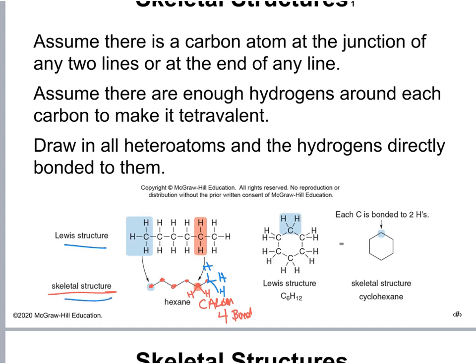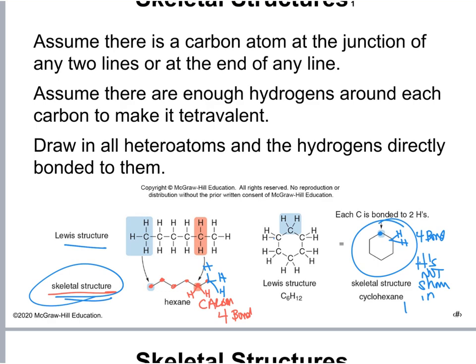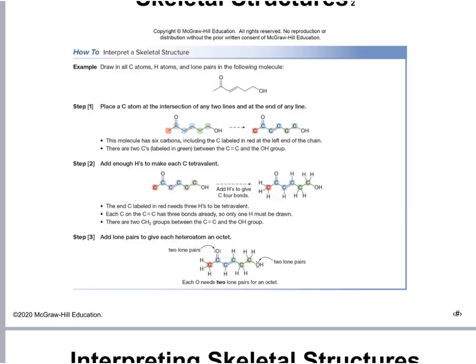If you have them in a ring, you'll see that each one of these carbons has 4 bonds; what's not shown here is the hydrogens. Okay, so hydrogens are not shown in a line structure, a skeletal structure. You want to practice being able to convert from these skeletal structures to Lewis structures.